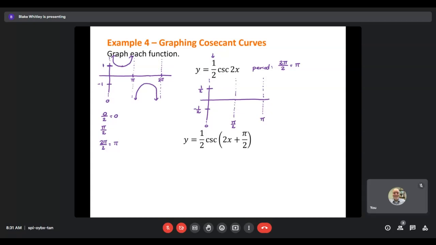Now, beyond that, there's no reflections, no shifts, and so our u's are going to look exactly like they did before. First one's opening upward. And then between pi over 2 and pi, that one goes down.